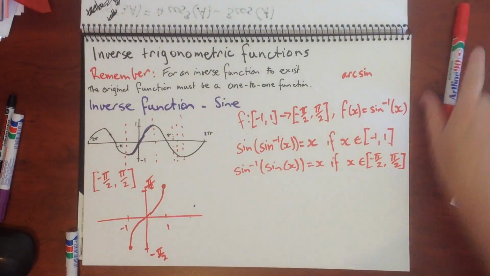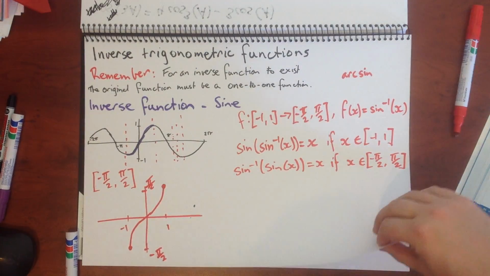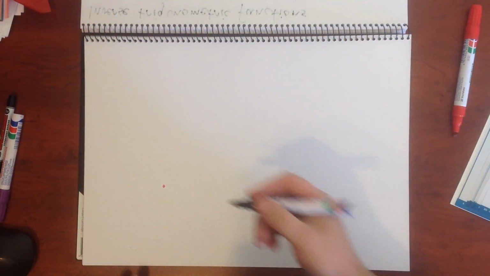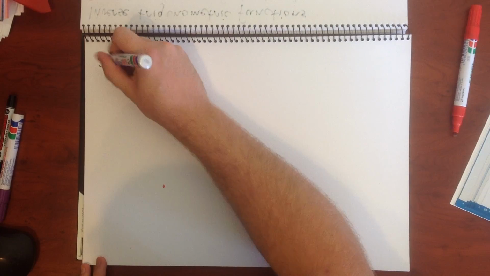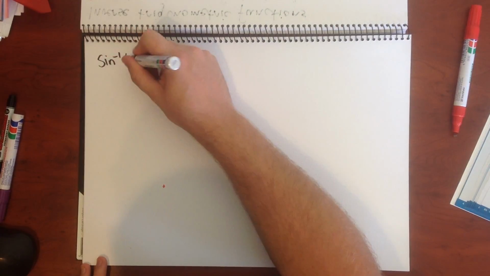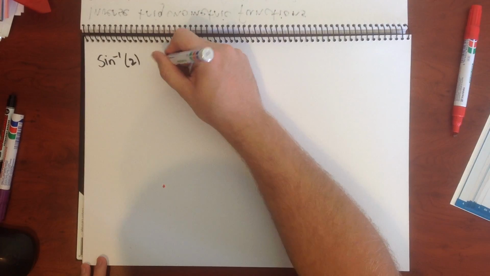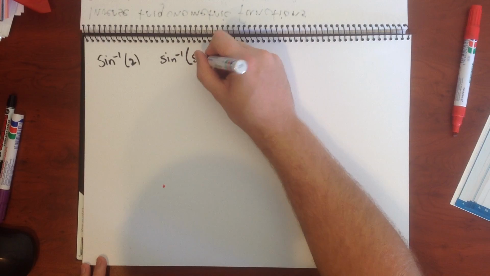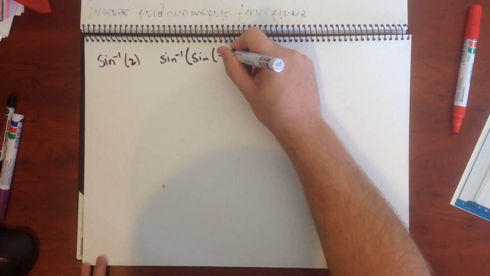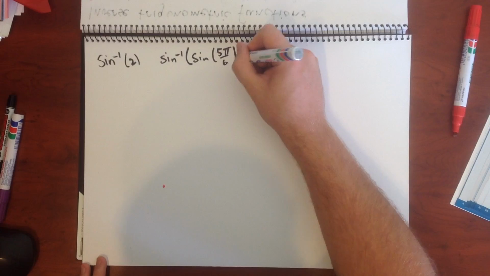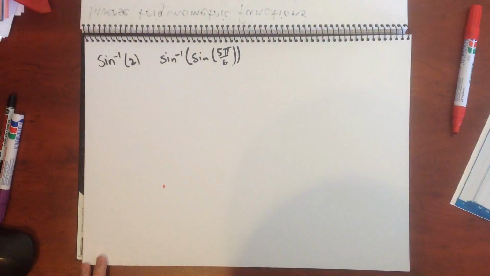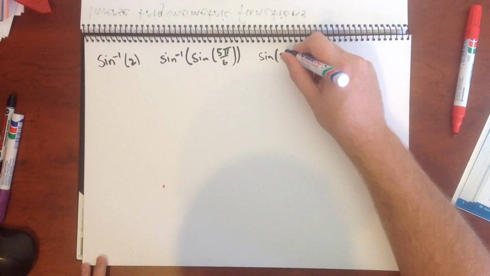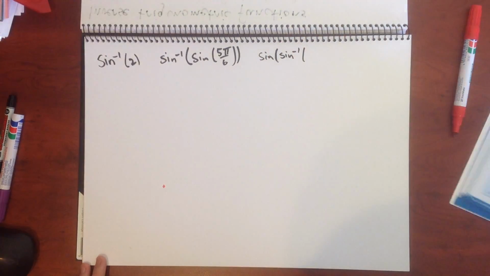There's an example we'll have a quick look at. Find each of the following: the inverse sine of 2, the inverse sine of sine of 5 pi on 6, and our last one is sine of the inverse sine of 0.5.